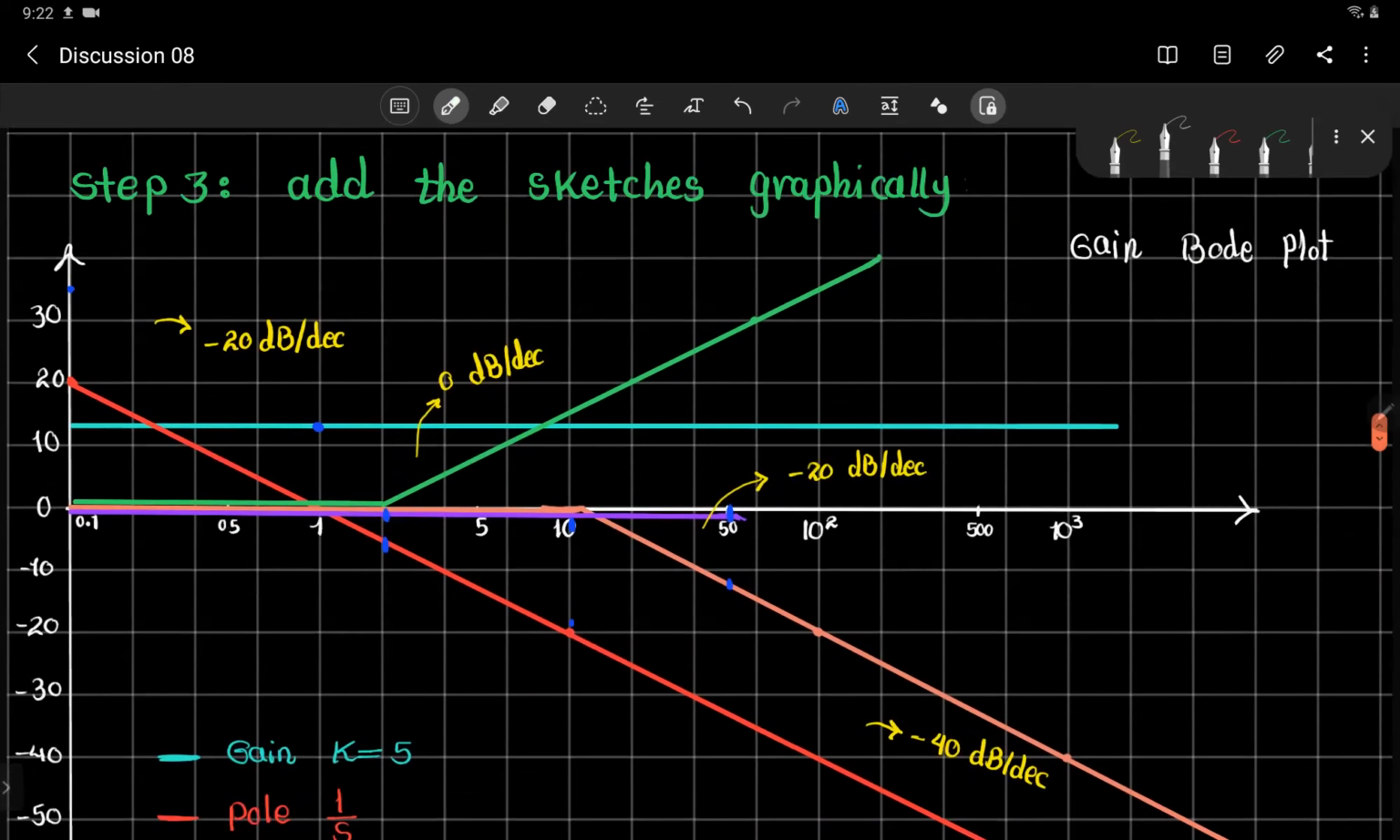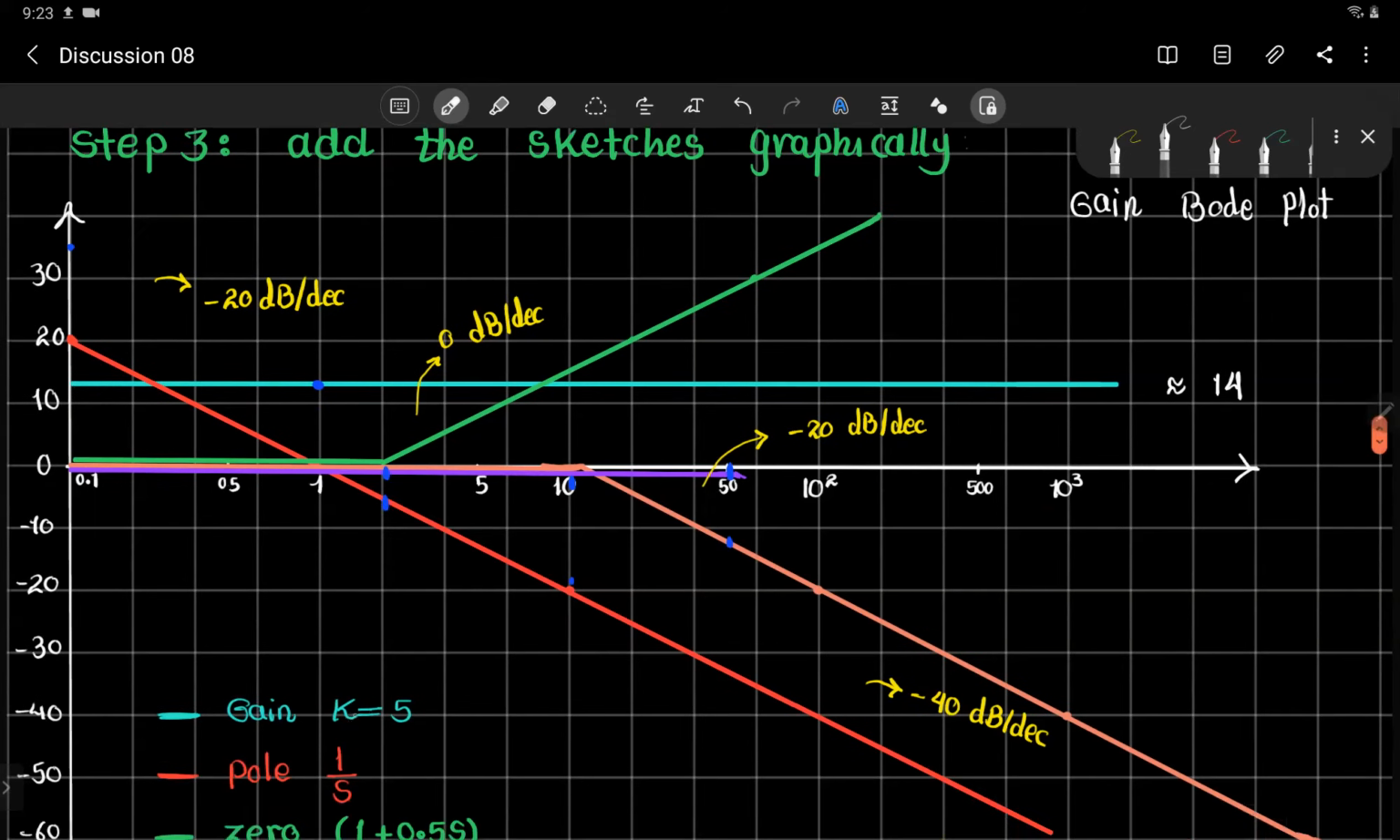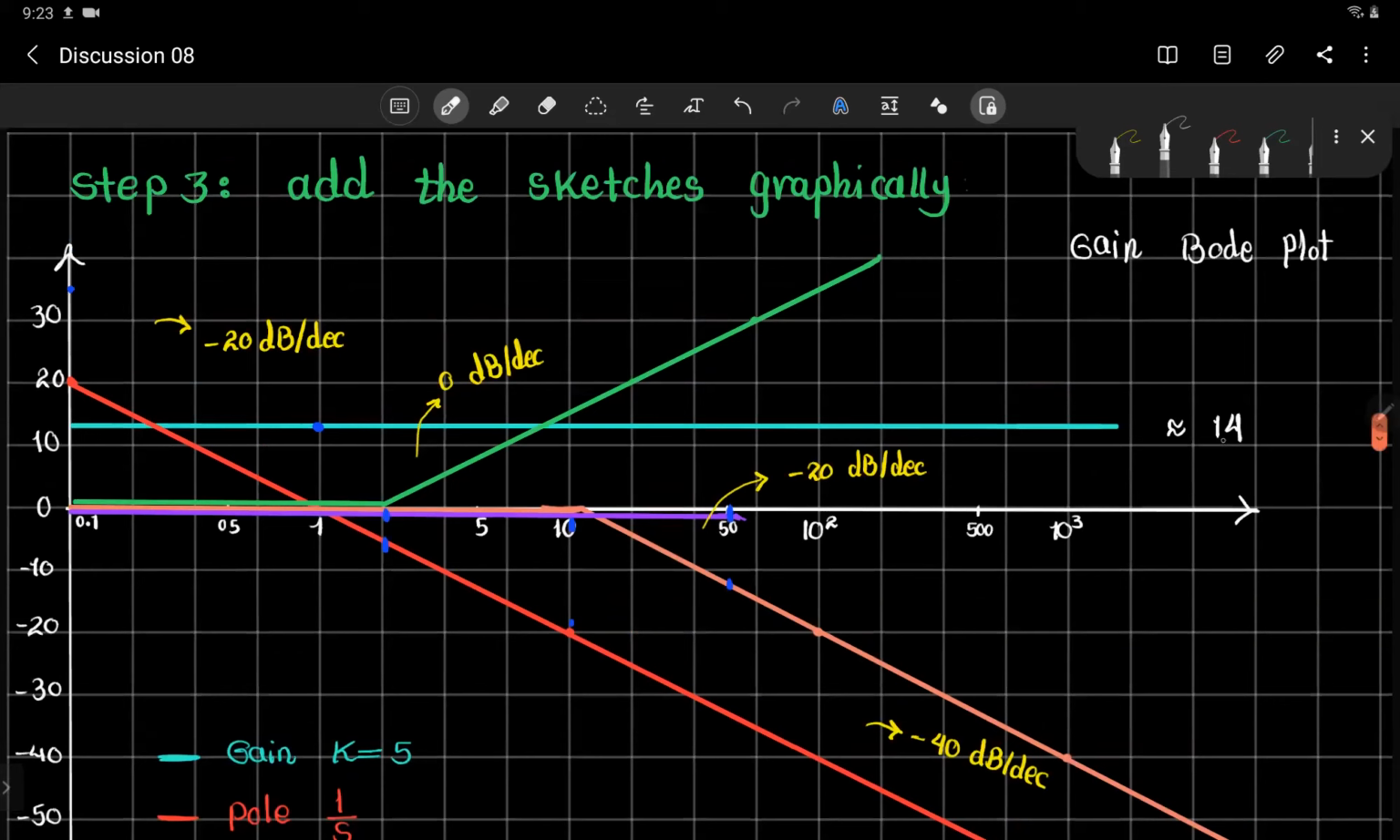The horizontal line at approximately 14. So this is the gain that is equal to k equal to 5. If you take the logarithm with respect to 10 of that, and then multiply by 20, you will get approximately 14. So this is the horizontal line. This is the first factor that we have in the Bode magnitude plot.